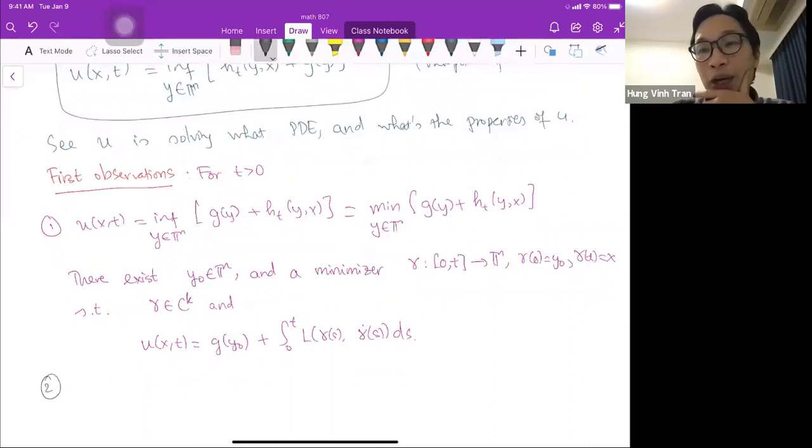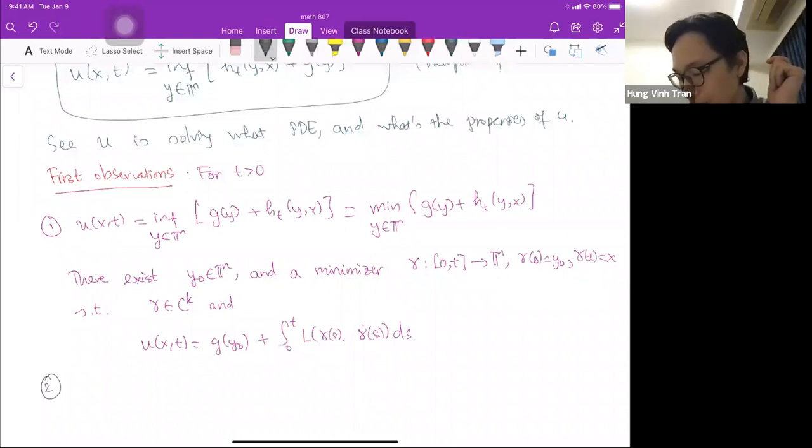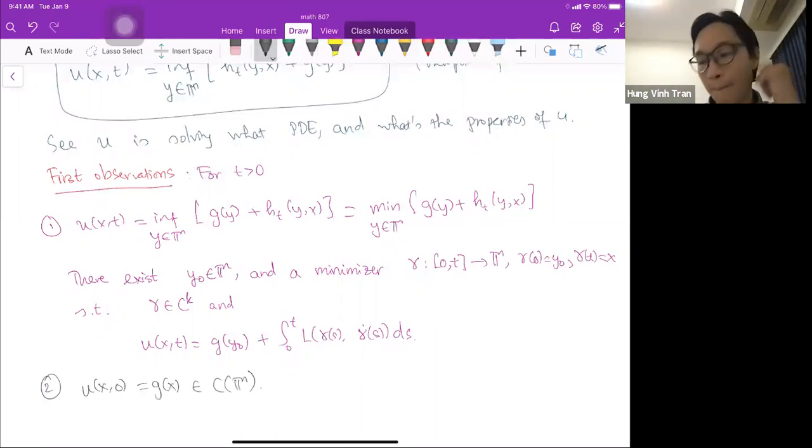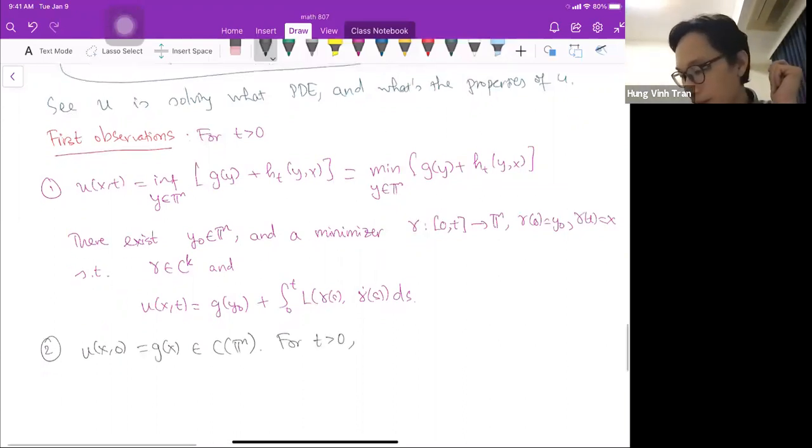Okay. Second point. Another point that is remarkable. You start with u(x,0) equals g(x), which is given to be a continuous function. Now, for t greater than 0 fixed, I claim that x maps to u(x,t) is Lipschitz.